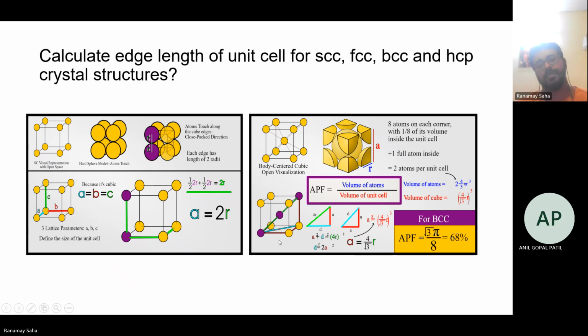Right. If you know one edge length is a, by Pythagoras theorem, you can find out the dimension of this line d, which is root 2 a, the square root of 2 multiplied by a. Simply using Pythagoras in this bigger triangle, the green, red, and blue.